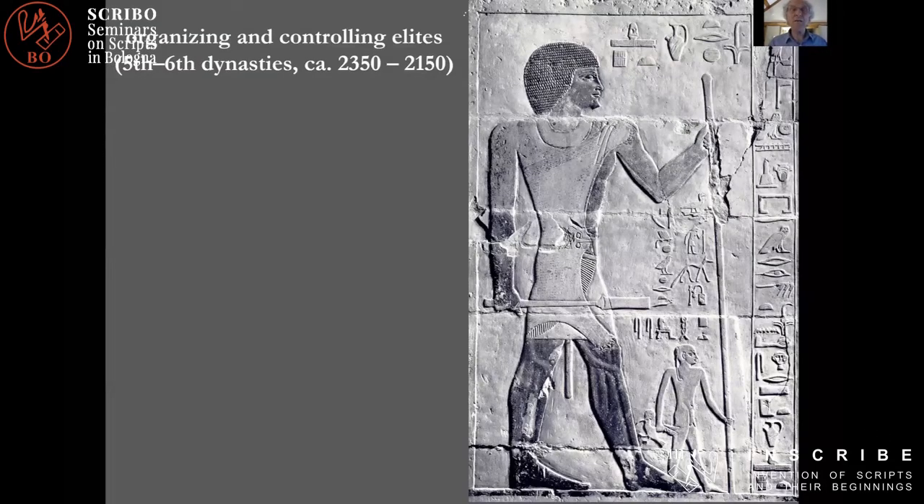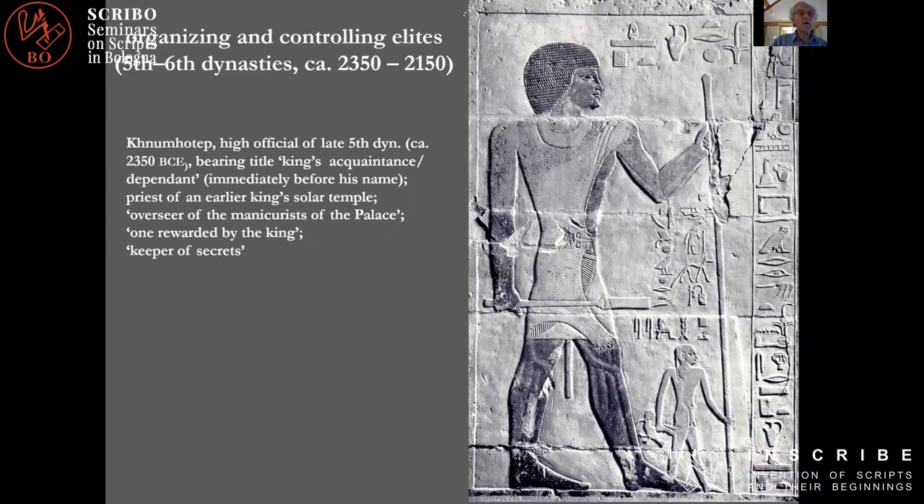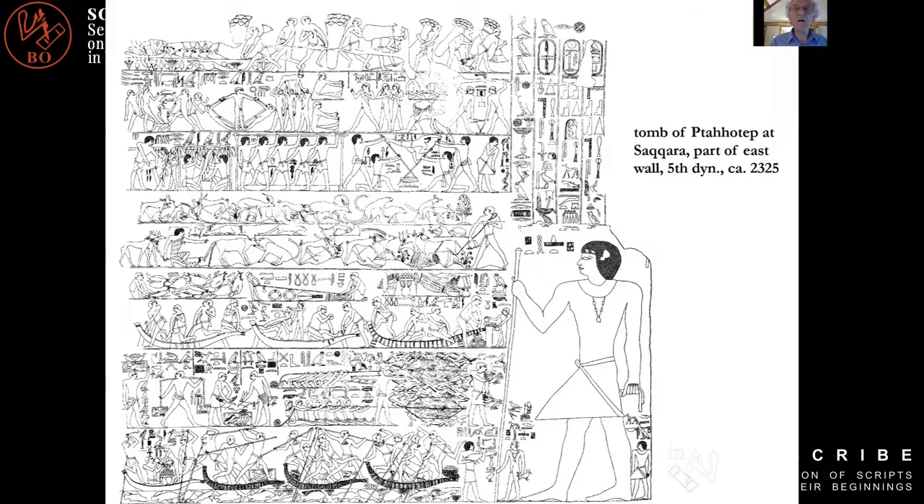And now we're getting to where I will give you a parallel with China. You've got here a picture of a high official with a column of titles in front of him. And there is the translation of them. And as you can see, they're very formal. The king's acquaintance, priest of a solar temple, overseer of the manicurists of the palace. This is very unusual. One rewarded by the king, keeper of secrets. These are not the highest titles, but he's still a very prominent individual. Now, that's his son who's standing there. How do you control this enormous elite that has developed over all this time? We'll come to that actually in a second.